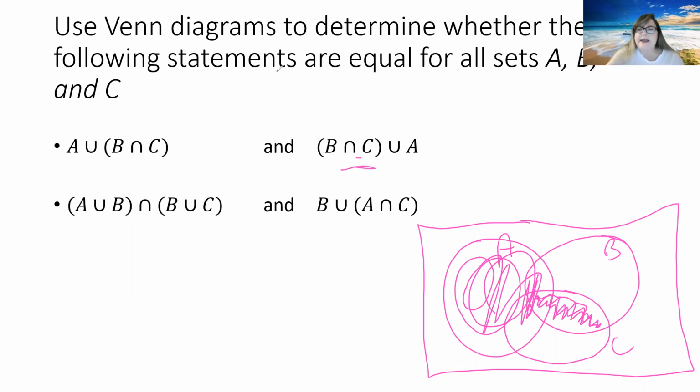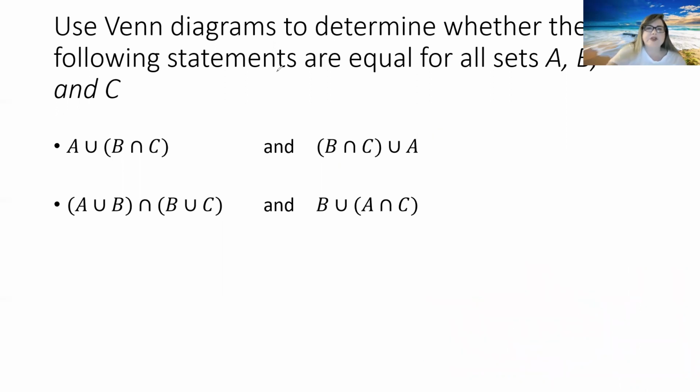Okay. So B and C over here, B and C would be this, right? Again, or A, exact same thing. The circle that I'm coloring in the same area. So yes, this is true, right? These are equal.